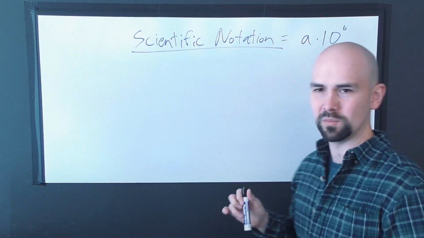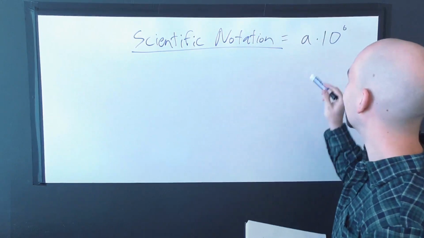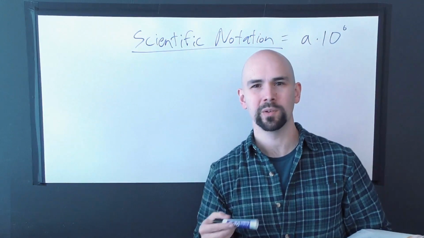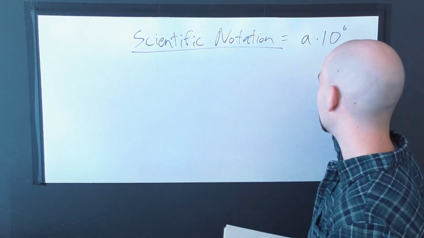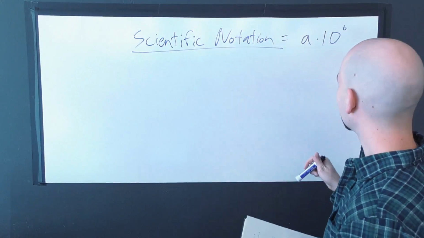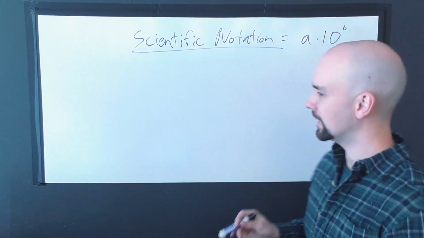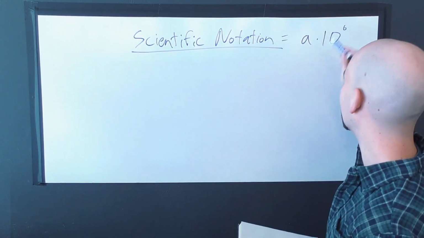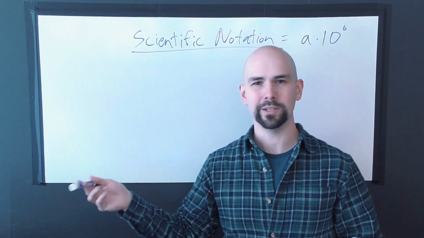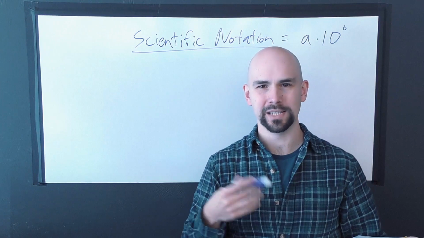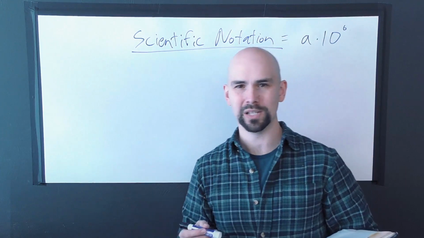Scientific notation is when you put a number in the format of a times 10 to the power of b. And the rules for a are that a has to be some number that is at least 1 but smaller than 10. And then b has to be an integer. So 10 has to be raised to the power of a whole number like 0, 1, 2, 3, 4, or its opposite, negative 1, negative 2, negative 3, negative 4, etc. Because that's what integers are, whole numbers and their opposites.